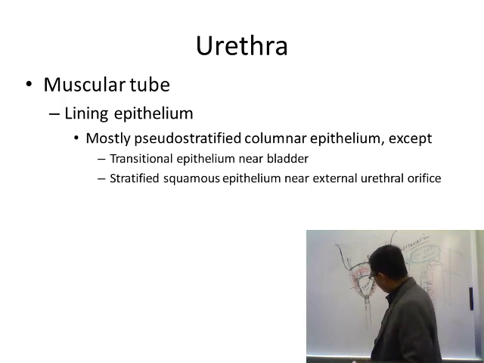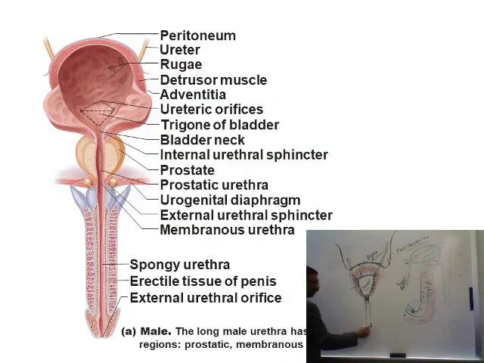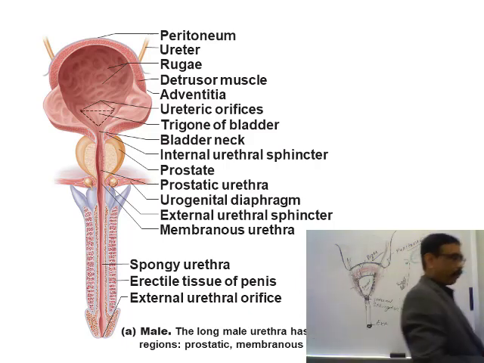Now, if you see the urethra, it has two sphincters. One is here, another is here. So this is the internal urethral sphincter, and this one is external urethral sphincter. So two sphincters are there in the urethra.